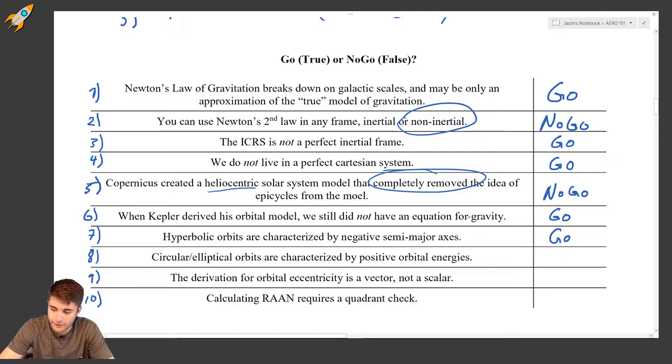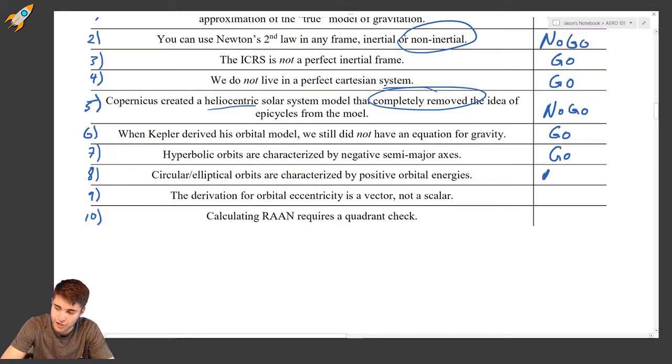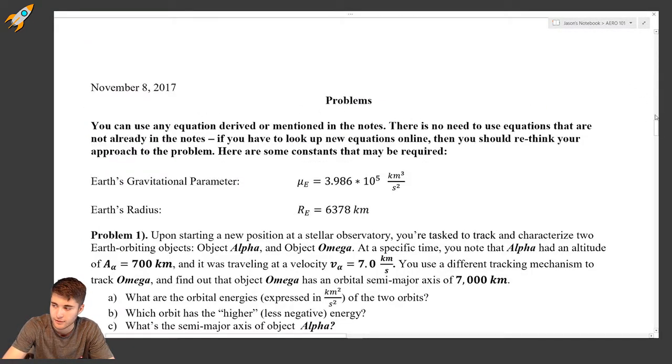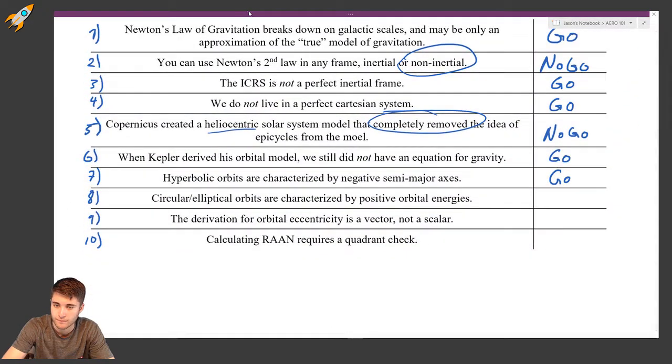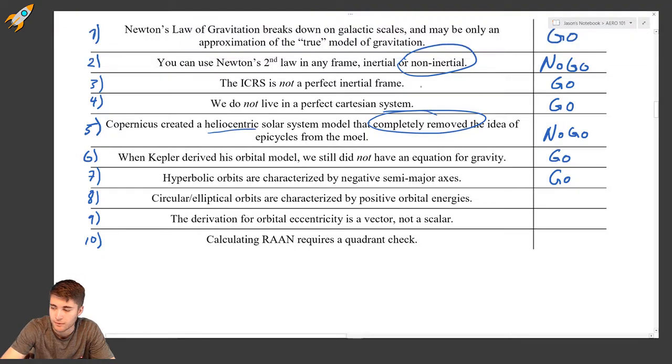Circular and elliptical orbits are characterized by positive orbital energies. The answer to that question is actually a no. Sorry, let me go fix that. What I wanted was probably this, right? This is actually a no-go. Circular and elliptical orbits are characterized by negative orbital energies. And then, at a parabola, your energy is 0. And at a hyperbolic orbit, your energy is positive. But your circular and elliptical orbital energies are all going to be negative.